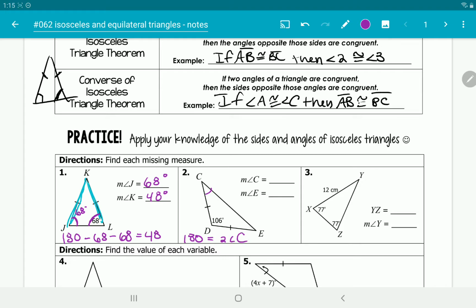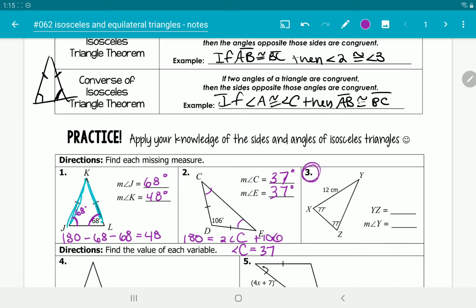So 2 times angle C, and then we have this 106. If we solve for angle C, we subtract 106 to the other side, and then we divide by 2. So this angle C is going to be 37. And since we know that angle C is 37 degrees, we know that angle E is the same, because it's isosceles, so the base angles are the same. So they're both 37.